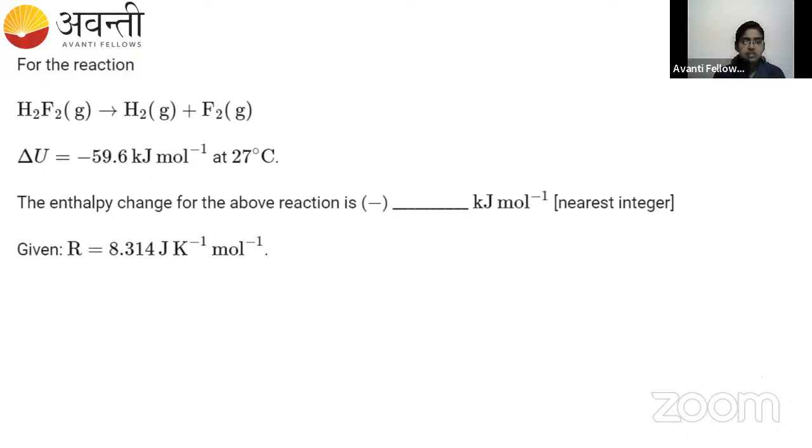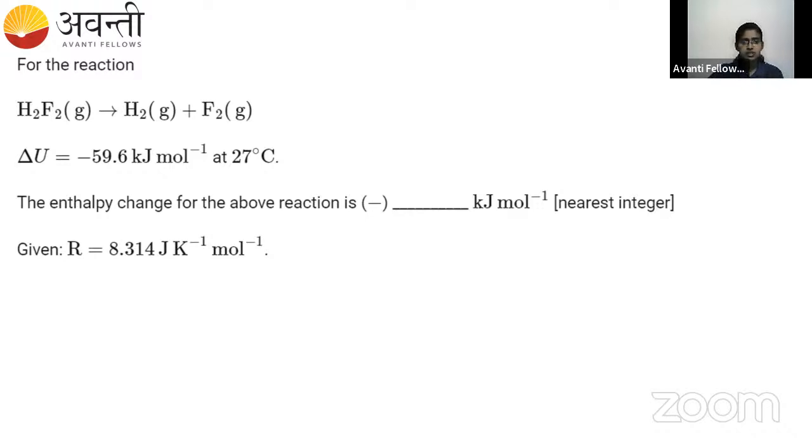For the reaction H2F2 giving H2 plus F2, delta U is equal to minus 59.6 kilojoule per mole at 27 degrees Celsius. The enthalpy change for the above reaction is minus dash kilojoule per mole. And R value is given as 8.314 joule per Kelvin per mole. Okay. So we have to find out the enthalpy change.